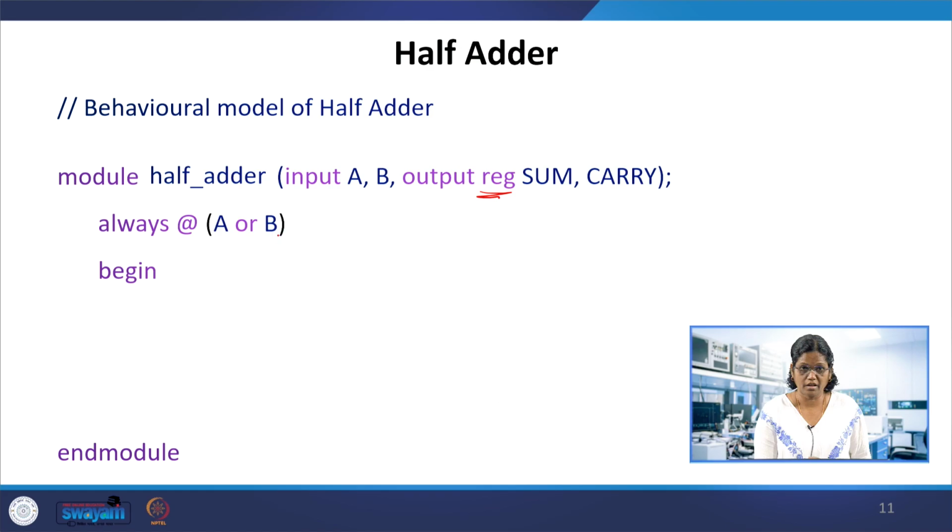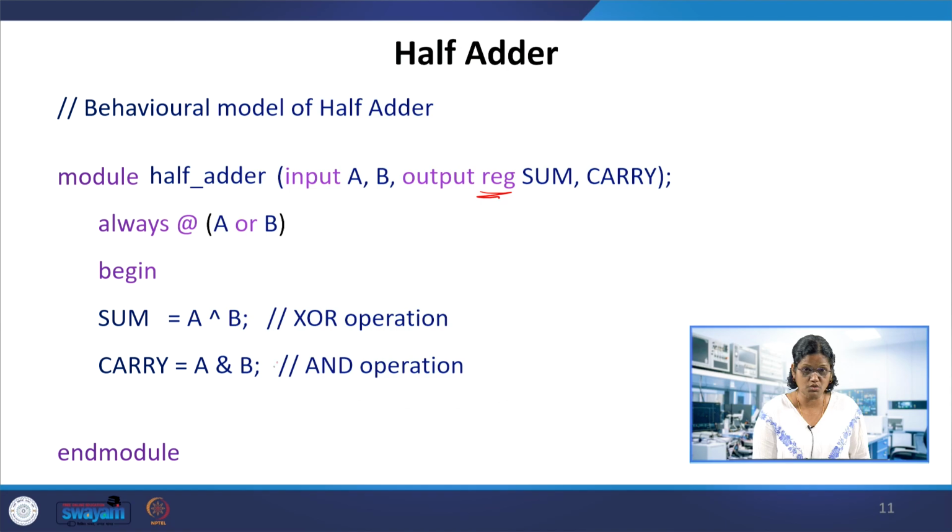Always @ A or B begin sum = A XOR B. So sum is assigned within the procedural code, or within the always block there is procedural code which is having multiple procedural statements. So the begin end comes in this. So A XOR B is sum and A AND B is carry. So the two statements here are executed sequentially.